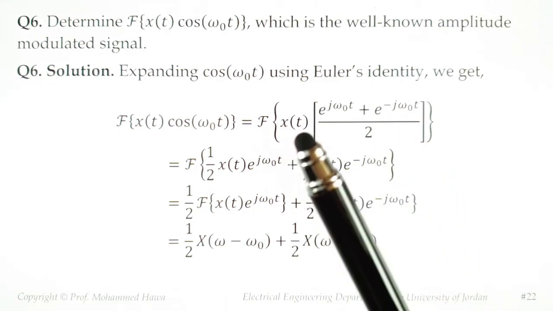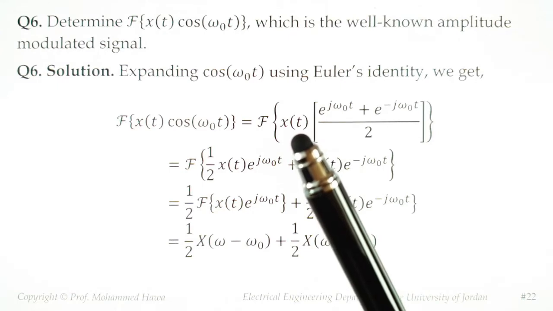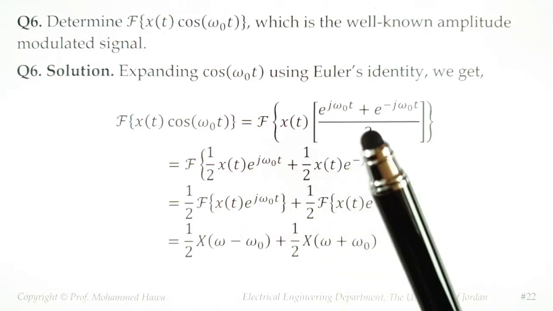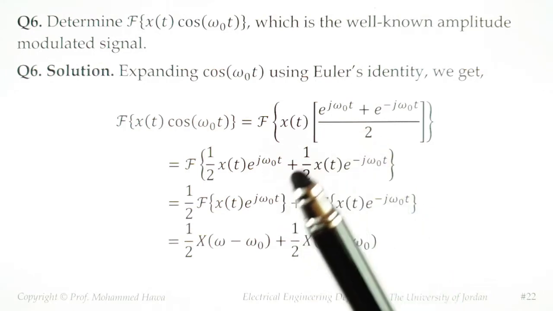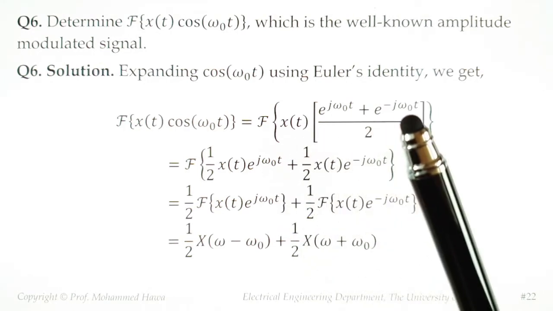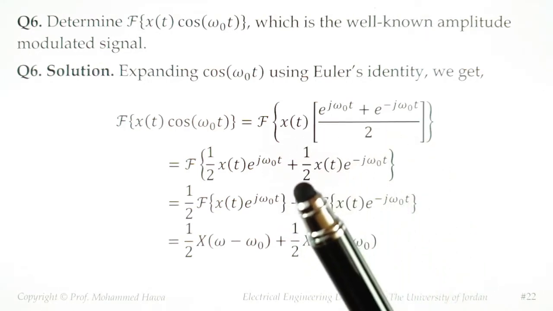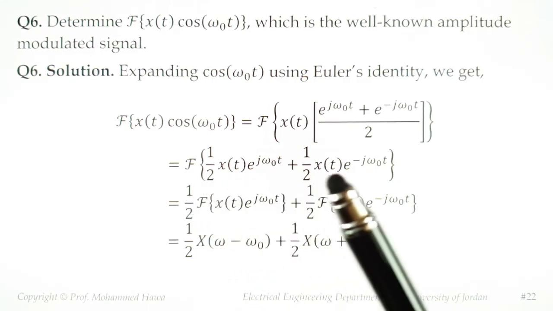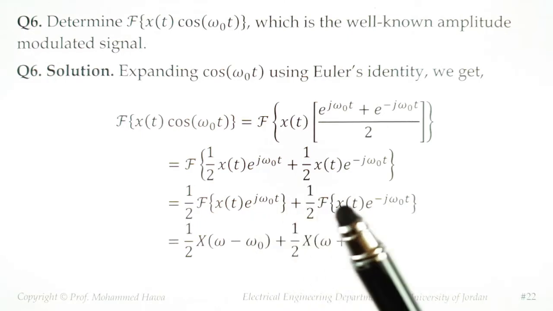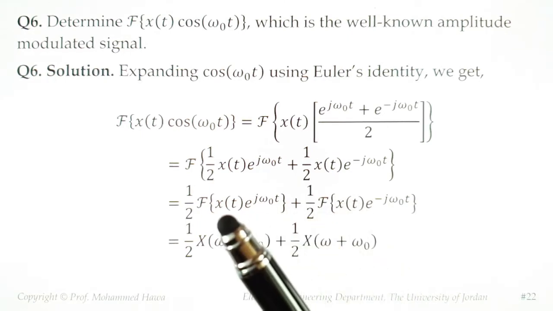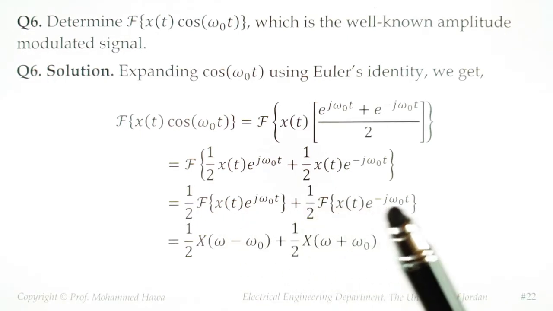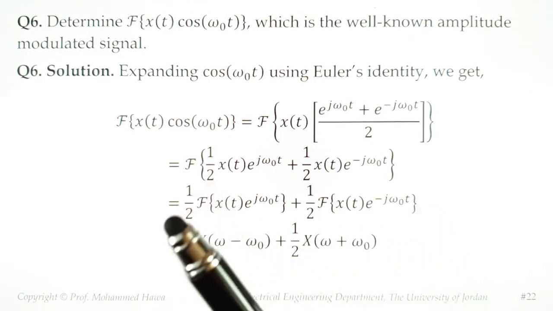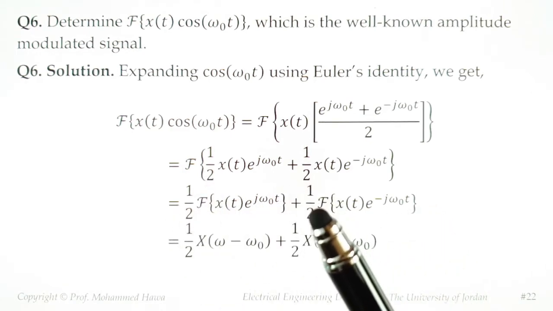Let's distribute multiplication over addition, so we get x of t multiplied by e to j omega naught t multiplied by half, of course, plus x of t multiplied by e to minus j omega naught t multiplied by half again. This is the Fourier transform of addition, which is addition of Fourier transform. So I want the Fourier transform of the first plus Fourier transform of the second. Also from the linearity property, I can take the half outside and the half outside.